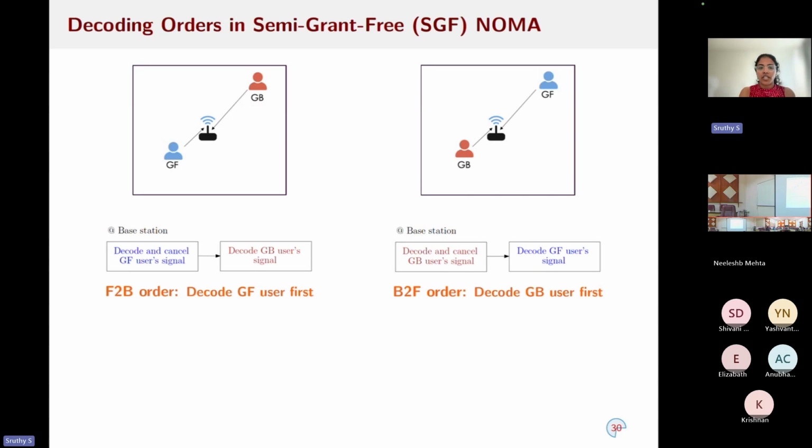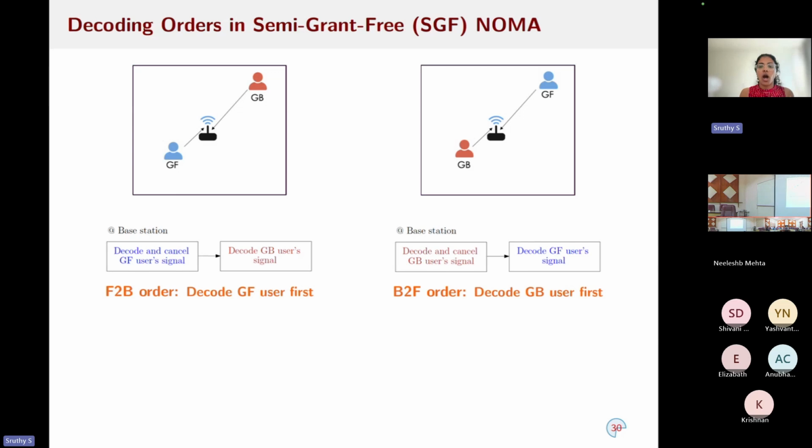For that, as we have already said, this is an uplink and the base station is the receiver, and it uses successive interference cancellation. Since there are two users, one grant-based and one grant-free user, there can be two decoding orders. Let's say the grant-free user is decoded first and then cancelled out from the total signal, and then we decode the grant-based user signal without any other interference. That we call the F2B order. And the reverse, the other decoding order, we call the B2F order.